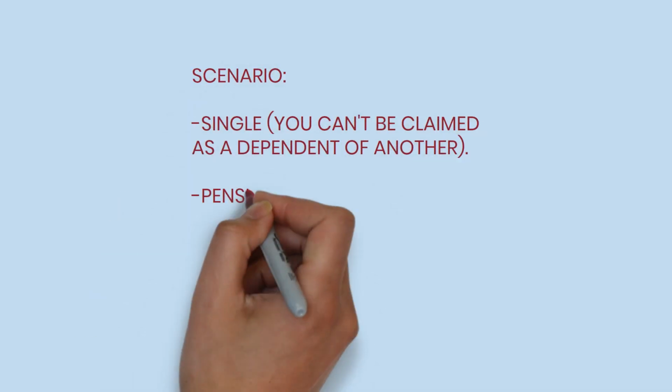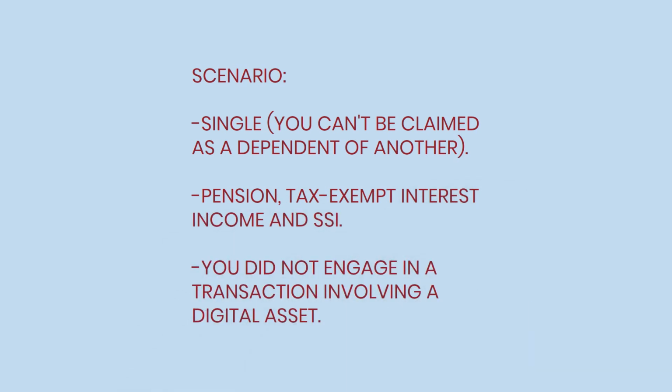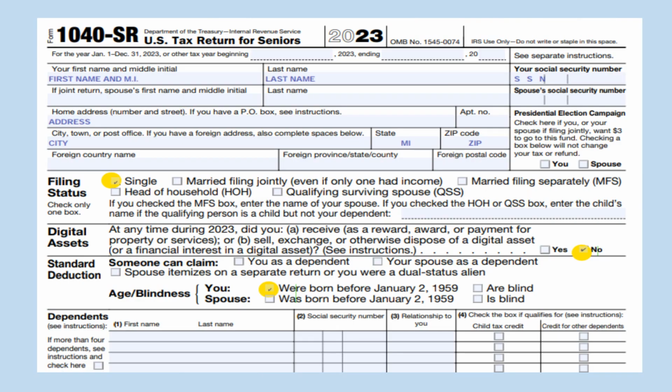I'm here to help you prepare your Form 1040-SR when you have Form SSA-1099 income. The scenario of this video is that you are single, you have pension income, tax-exempt interest income, and Social Security income. There is no tax benefit for using Form 1040-SR. It mirrors Form 1040 and you use the instructions for Form 1040.